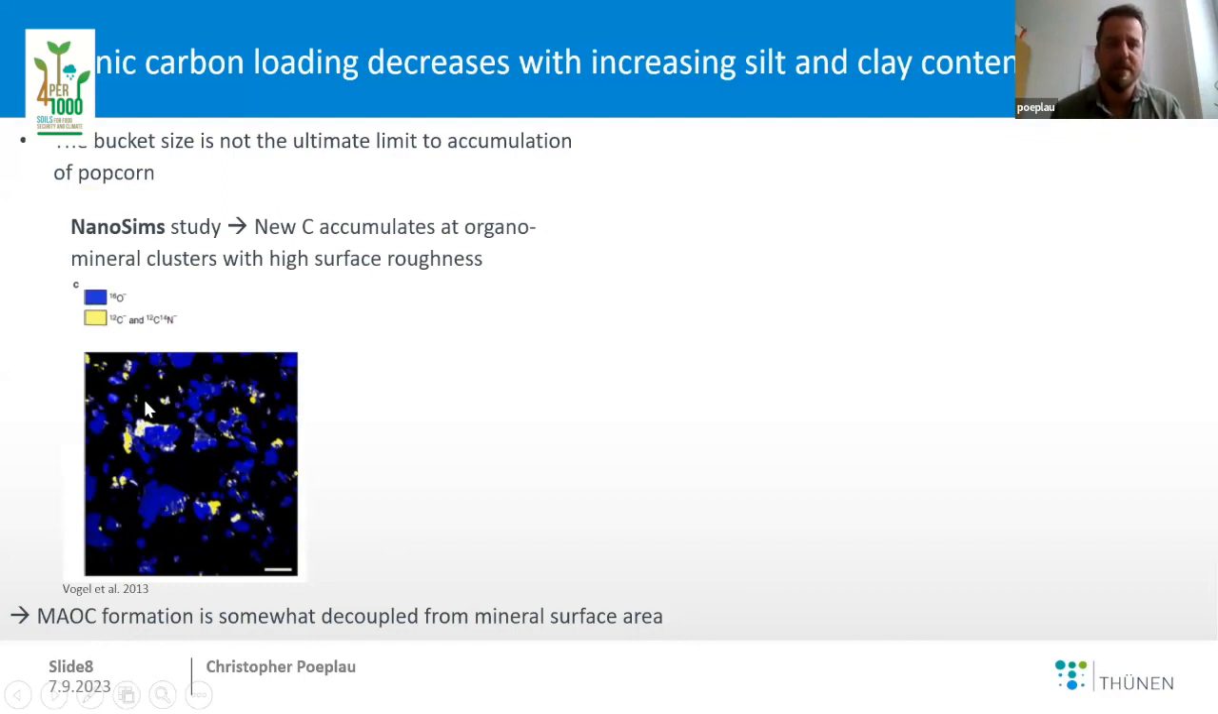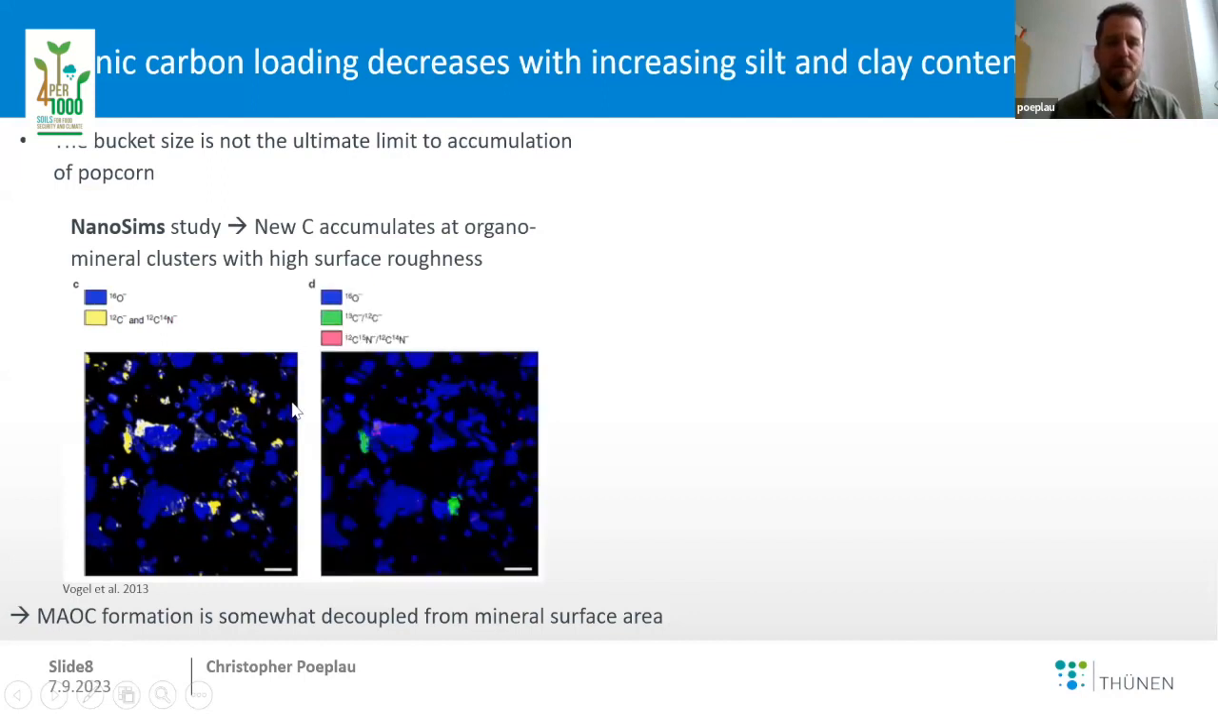And the interesting thing is that when you add new carbon to that, so they did a litter incubation, this new carbon actually ends up not at the free surfaces, it adds up where there's already a lot of carbon. So it is indeed something like a piling up that happens. That means, for me, it is just an indication, but it could mean that the MAOC formation is somewhat decoupled from the mineral surface area. Of course, a small bucket remains a small bucket.